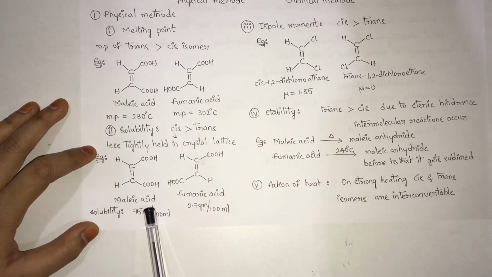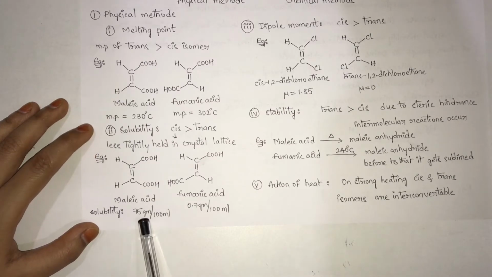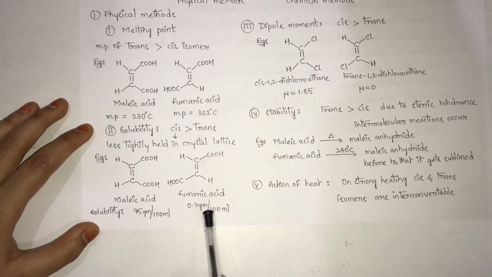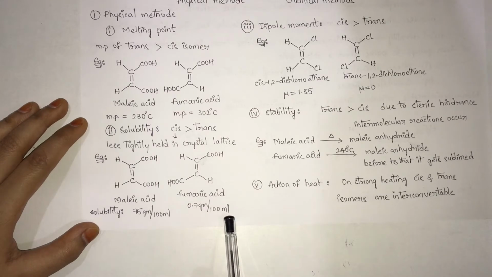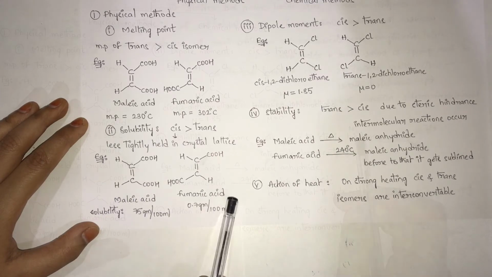Coming to the example, maleic acid, which is a cis isomer: 75 grams of maleic acid can be dissolved in 100 ml of water, whereas fumaric acid, which is a trans isomer, has a solubility of only 0.7 grams in 100 ml of water. So when we compare both the values, 75 grams and 0.7 grams, there is a drastic difference in the solubility of both the isomers.